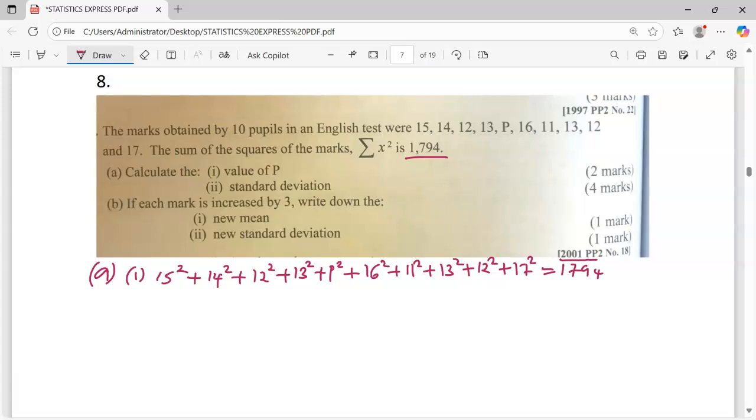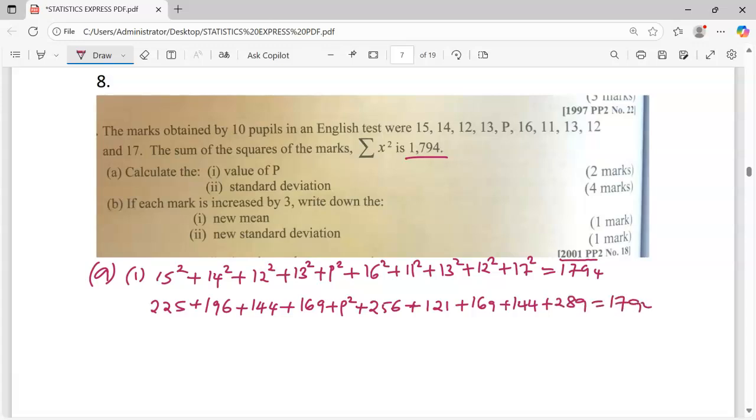1794. So 15 squared is 225, plus 14 squared is 196. 12 squared is 144. 13 squared is 169 plus P squared plus 16 squared will give us 256. 11 squared is 121. 13 squared is 169. 12 squared is 144. And lastly, 17 squared will give us 289. And this will give us 1794.